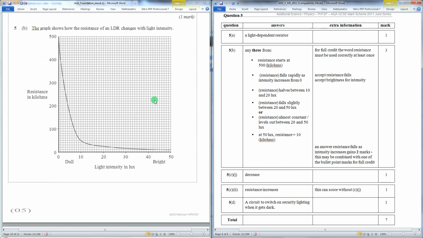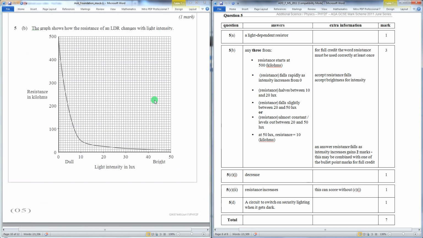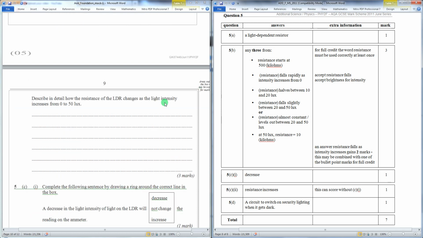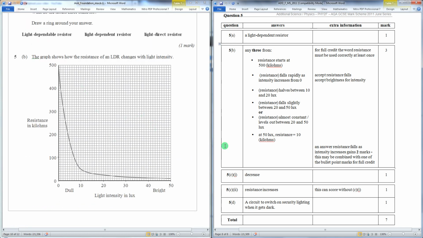The next part of the question asks you to describe the changes from this graph. The graph shows how the resistance of the LDR changes with light intensity. So describe in detail how the resistance of the LDR changes as the light intensity increases from 0 to 50 lux. And there are 3 marks here. So let's look in detail at the mark scheme and at this description.